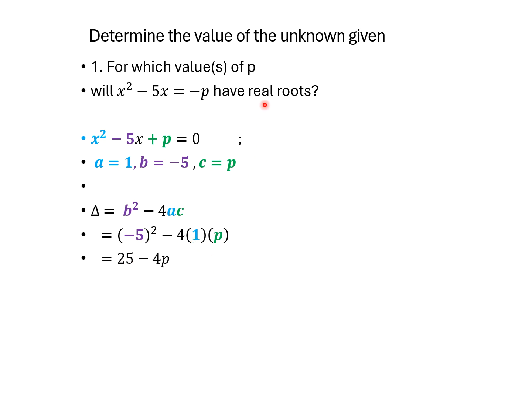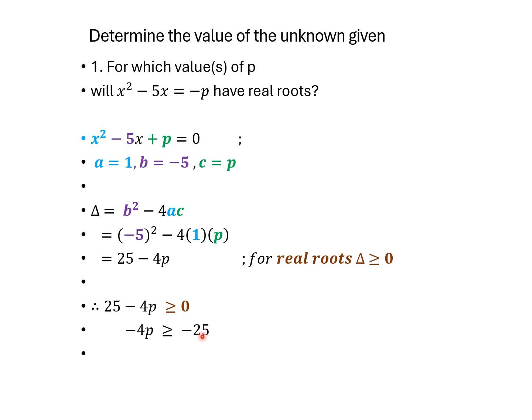Now for real roots, the discriminant delta must be greater than or equal to 0. So I'm going to say 25 minus 4p is greater than or equal to 0. If I take 25 over, it becomes negative 25. Very important: whenever I divide by a negative, the inequality sign must change direction. So there I have minus 4p greater than or equal to negative 25.